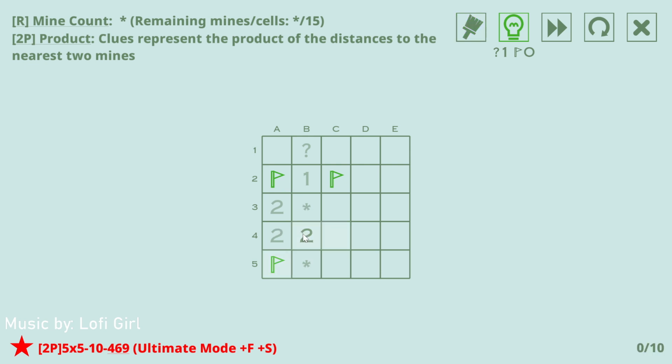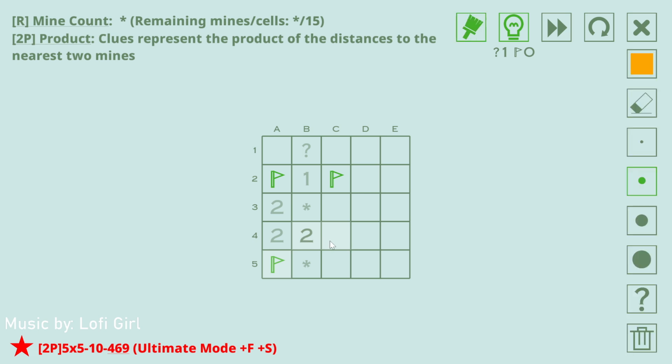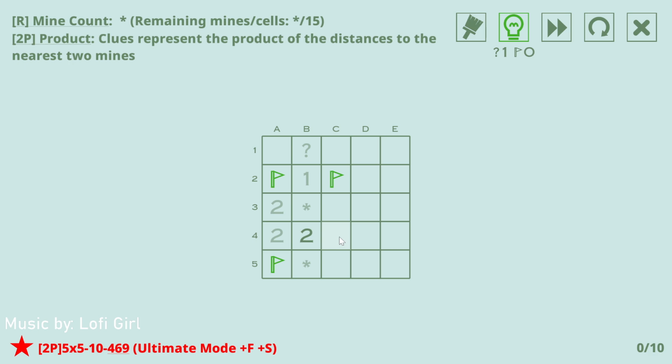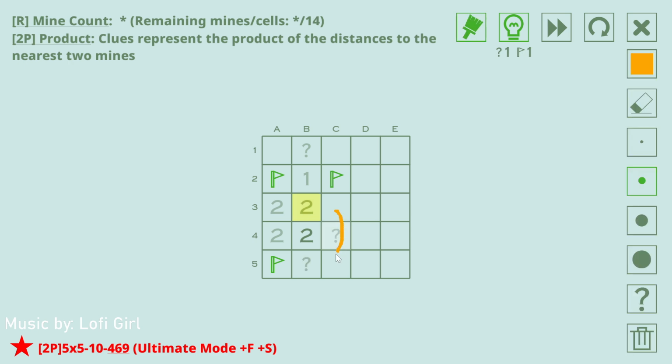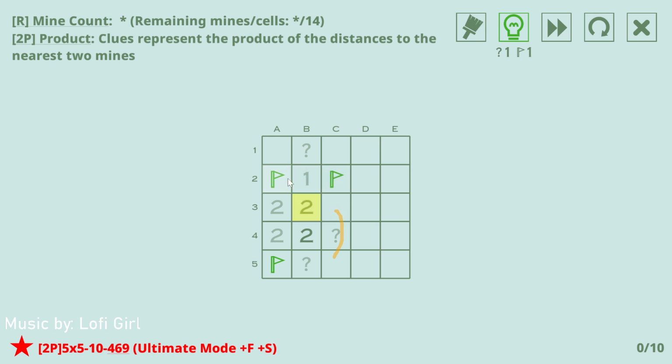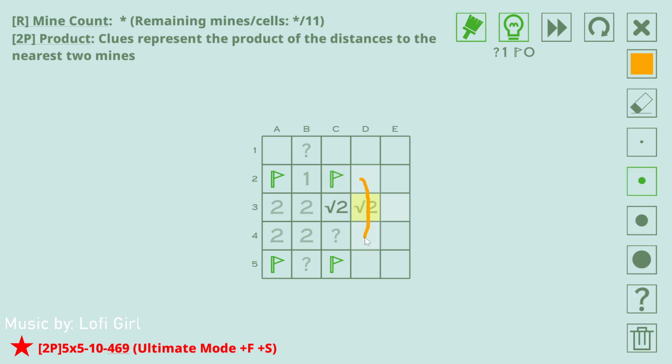Alright, now this 2 is either a 1 times 2, and you'll notice, oh, it can't be 1 times 2. You already see something that's root 2 away. So it must just be root 2 times root 2. So that's not a mine, and one of these are mines. This 2 is a root 2 times root 2, as you can see. So that's not a mine, therefore that is. This is a root 2, so it's just a 1 times root 2. So that's not a mine, and one of these are.